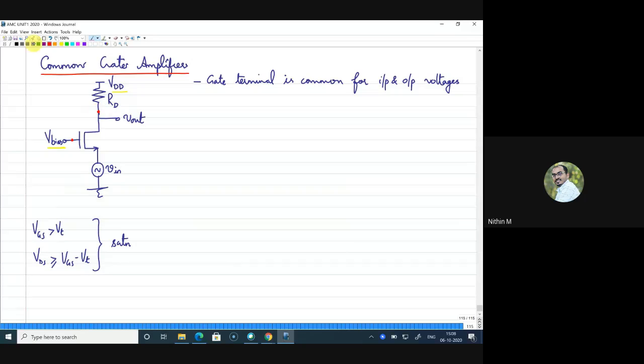Now, since we know about the DC conditions, I'll take you to the small signal picture of this circuit. The gate will be shorted to ground, and here you will have the signal Vin. At the drain you have a resistance that is connected to VDD, but now that VDD also will act as a ground, because when you consider the small signal picture, there is no need to consider the constant voltages. That is why we shorted Vbias to ground and VDD also to ground.